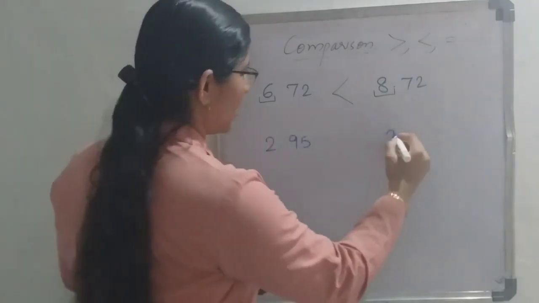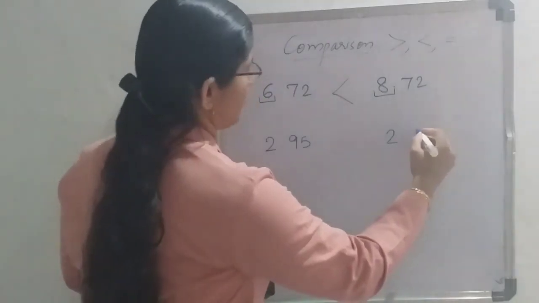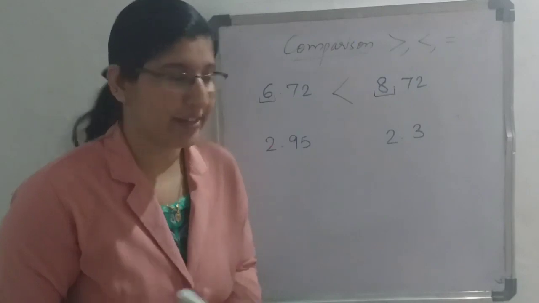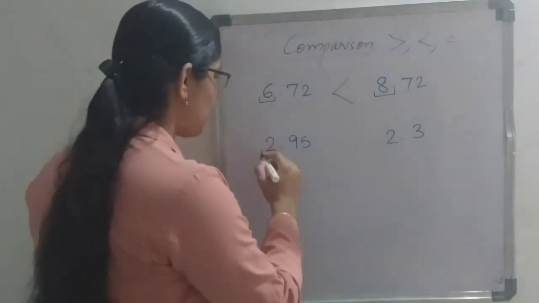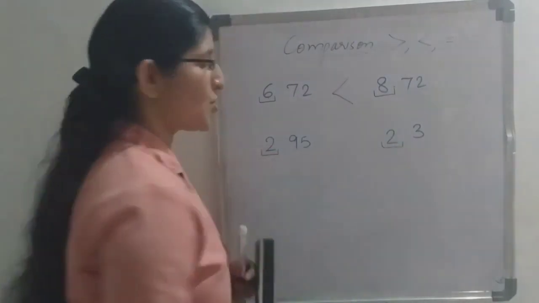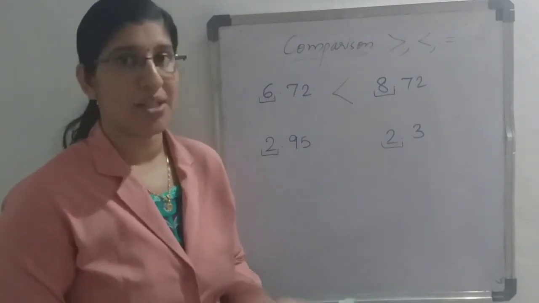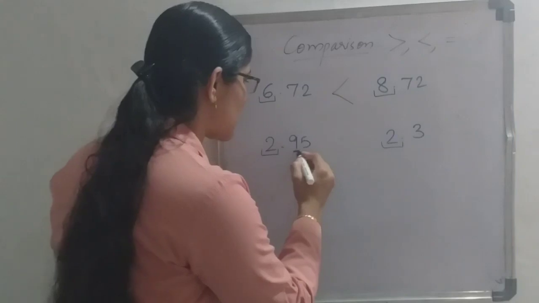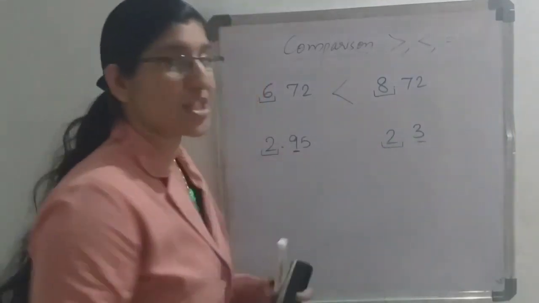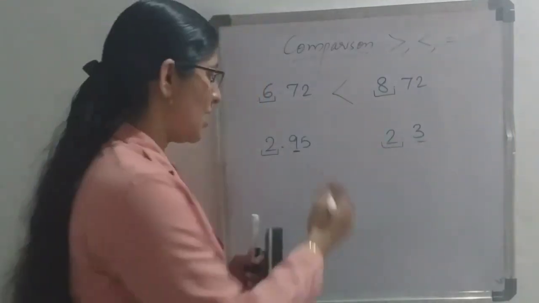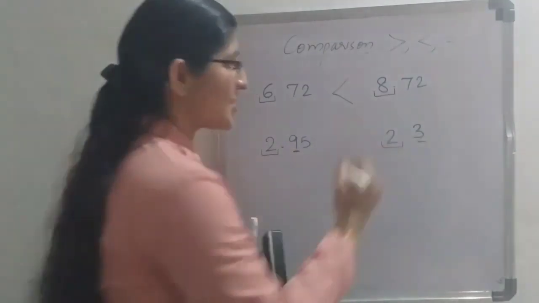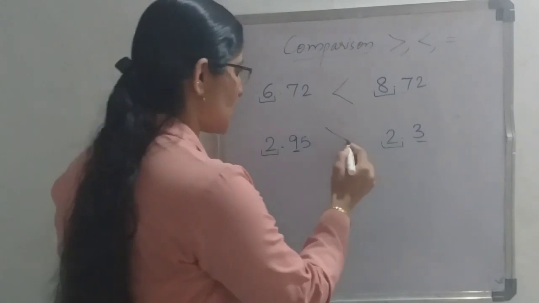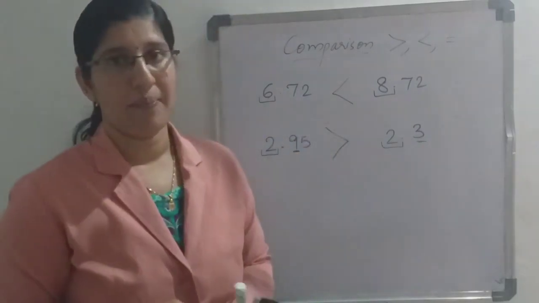2.95 and 2.3. Okay. So starting from the whole number, here it is 2, here it is 2. The two 2s are the same numbers. Then what we need to do? We need to look at the next, the first one-tenth position, the first place value of a decimal. So here it is 9, here it is 3. So 9 or 3, which is greater? 9 is greater. So you can use this greater than symbol.